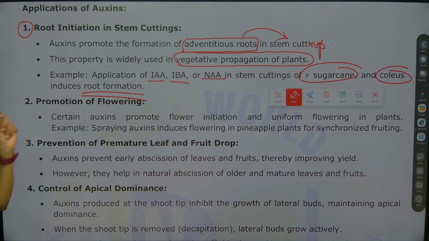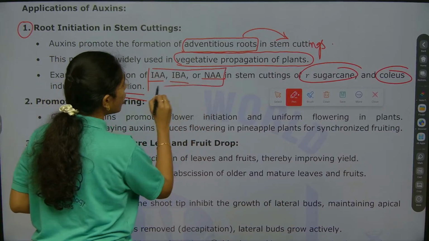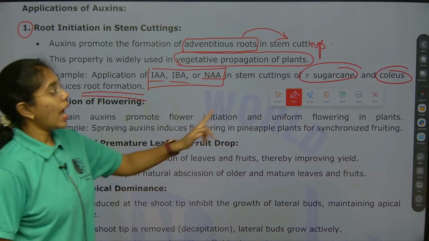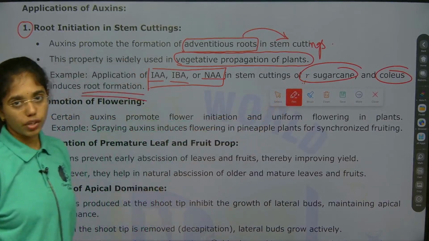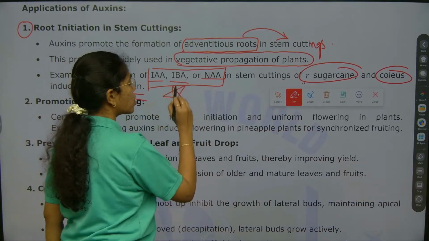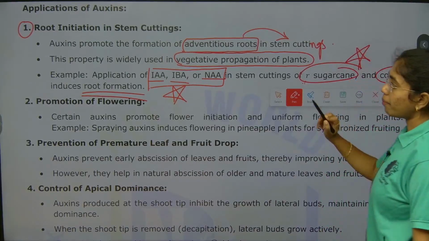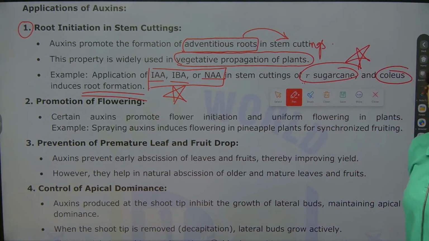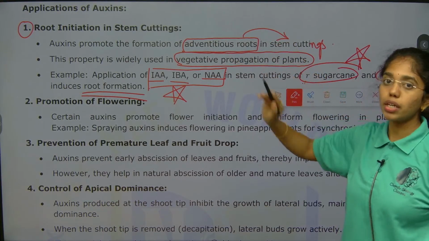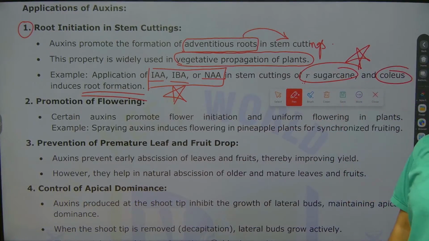Fine, right? What you have to remember here is what type of auxins we are using to initiate rooting in stem cuttings and what are the examples of this feature. You have to mention what type of auxins we are using and the exact examples of root initiation in stem cuttings. This is what is important. You can present all this in your own terminology as well, but mentioning these two is important.